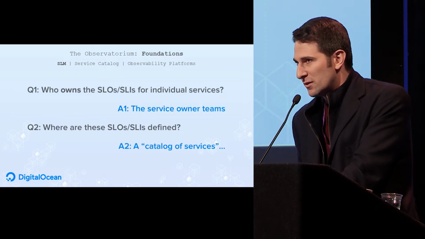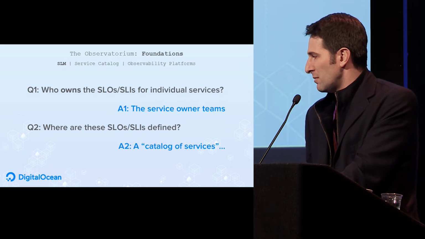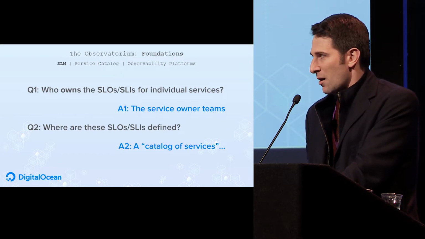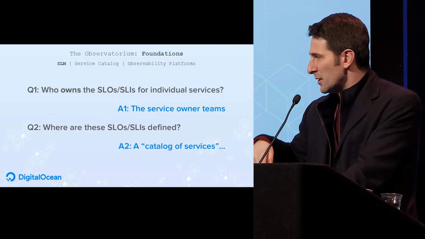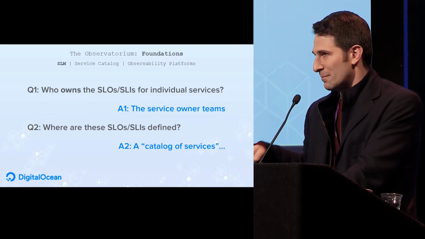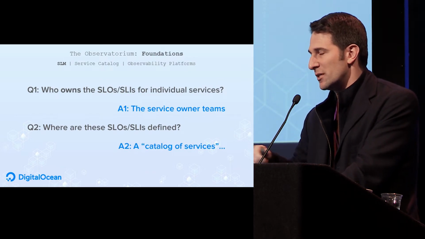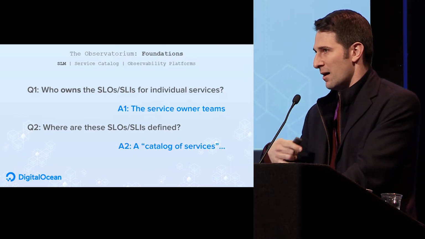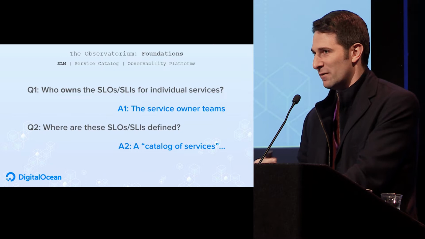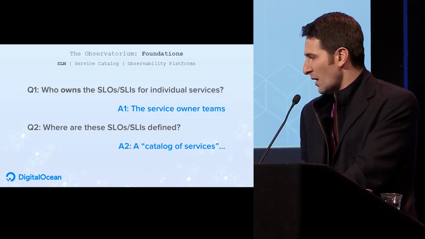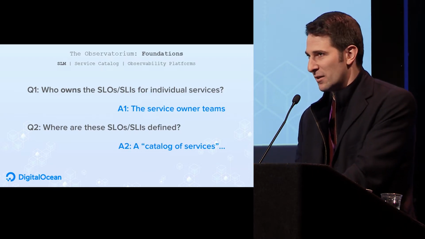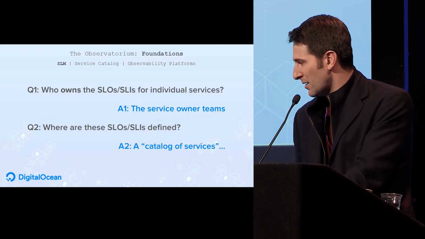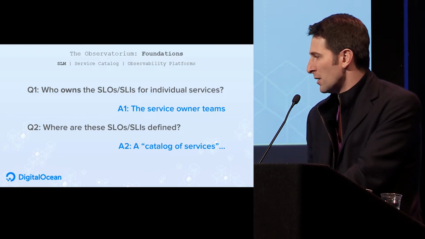Right, so who owns those SLOs and SLIs? The service owner teams. So one key point here, as the observability group, we try to abstain from any type of ownership conversations with teams. We are really just the vessel, the conduit, the objective method by which we can surface the information. And where are these SLOs and SLIs defined? That's a hint at a catalog of services, right?